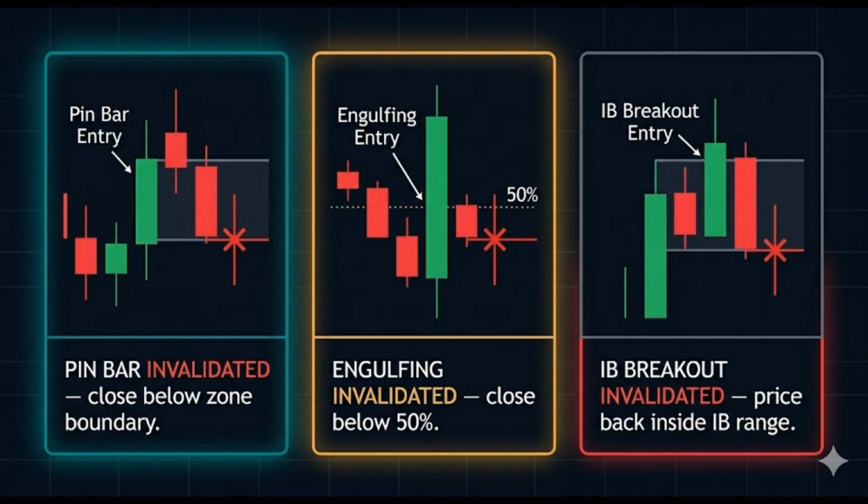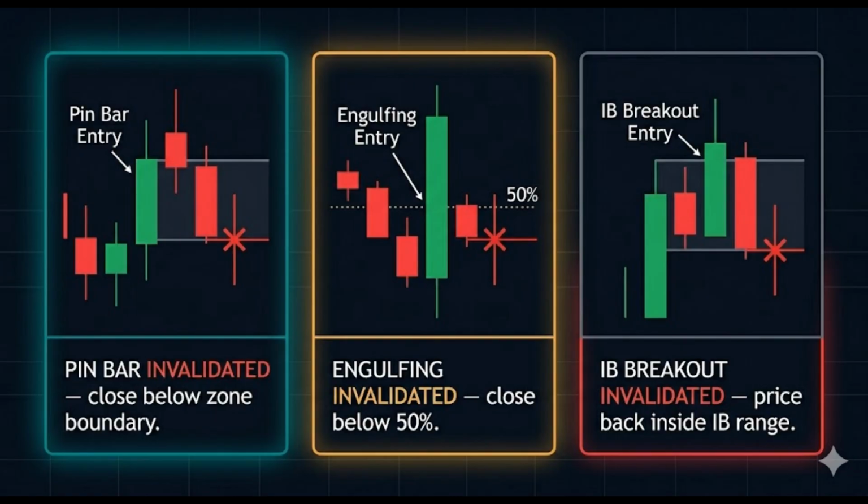For the pin bar, if the next candle after your entry closes below the zone boundary, the level the wick tested, exit immediately. The institutional defense that the pin bar represented has failed. For the engulfing candle, if the candle after your entry closes below the 50% midpoint of the engulfing candle's range, exit on that close. For the inside bar breakout, if price re-enters the inside bar's range after the breakout, the breakout was false, exit immediately.